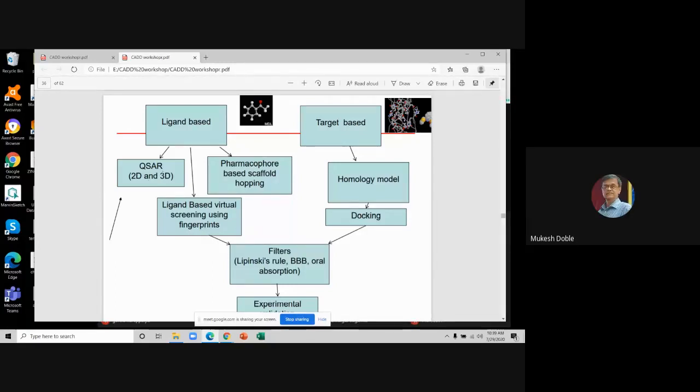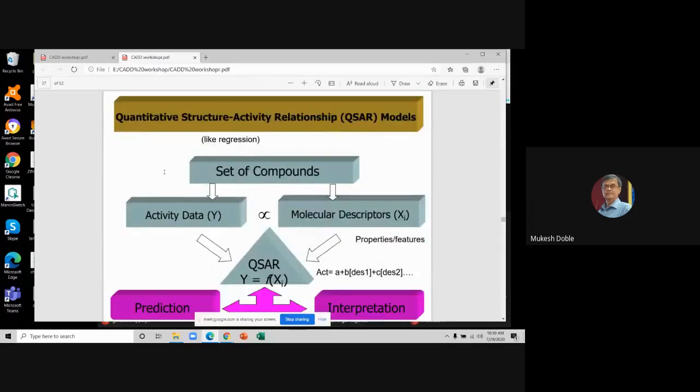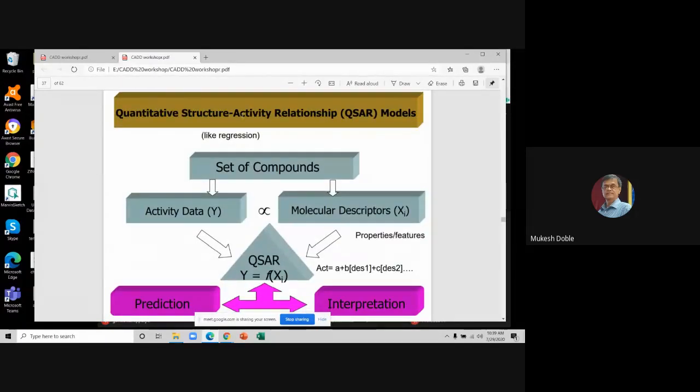QSAR is nothing but quantitative structure activity relationship. So it's quantitative, you have a number. The left hand side is like a regression equation. You must have all studied regression in 10th and 11th: y equals mx plus c. So y could be your activity, x could be your structural descriptor or structural feature. y equals mx plus c means I am saying only one descriptor.